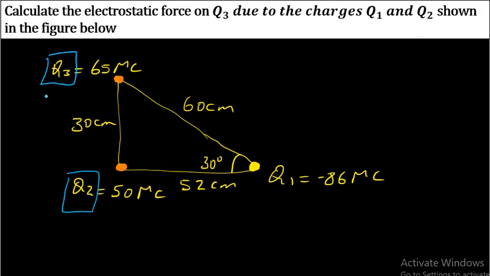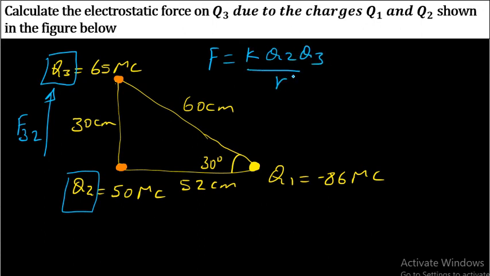The force between Q3 and Q2, or we can say the force on Q3 from Q2, will be a repulsion force, obviously, because both of the charges are positive charges, so it's going to be an upward force. So how to get it? We need to apply Coulomb's law. The formula for the force will be K times the product of the two charges, Q2 times Q3, divided by the distance between them, squared.